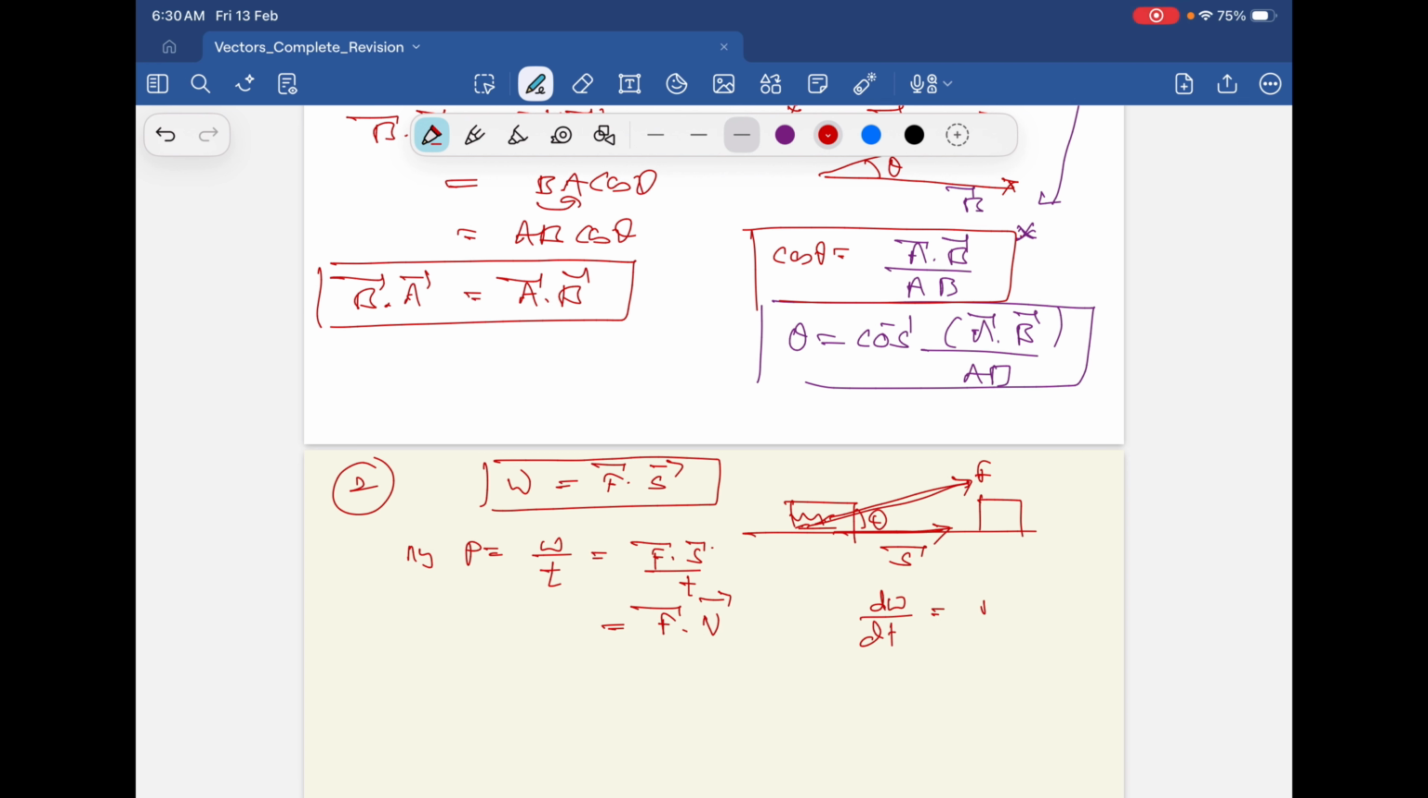So we'll understand that it is F dot ds by dt, where ds is a small amount of displacement. So you can call F bar dot ds by dt, which is V bar. F dot V, this is called instantaneous power delivered by the vehicle.